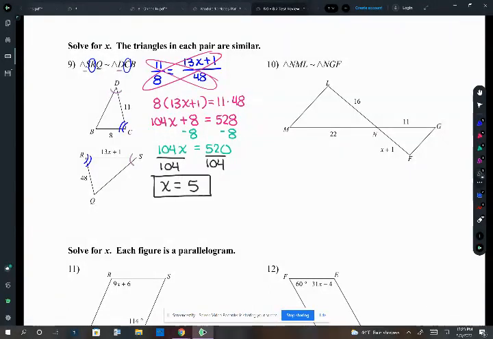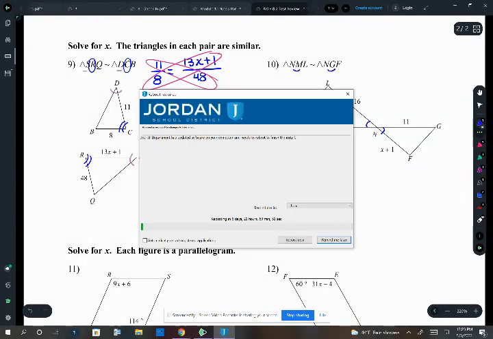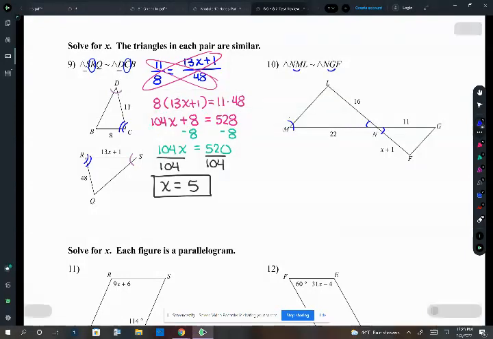And then again, as we're looking at the next triangle, notice that N is going to be equal to N because those are vertical. And then M has to be equal to G. So M is going to equal G. And now we have enough things marked that we can just go from there.